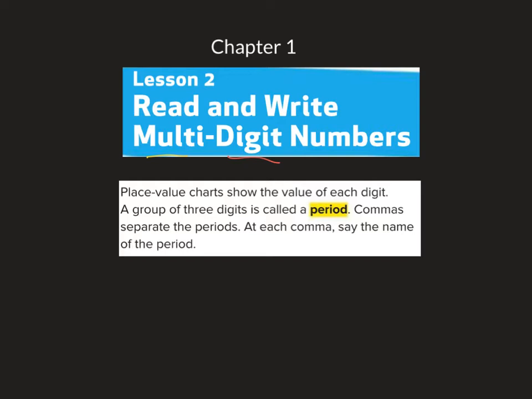Place value charts show the value of each digit, which we talked about last video. If I have an 8 in the hundreds place, it's much different than an 8 in the ones place. It has a different value, a different worth. A group of 3 digits is called a period. So here I have 3 digits. This is the ones period, or units period, and then we have the thousands period, and then we have the millions period.